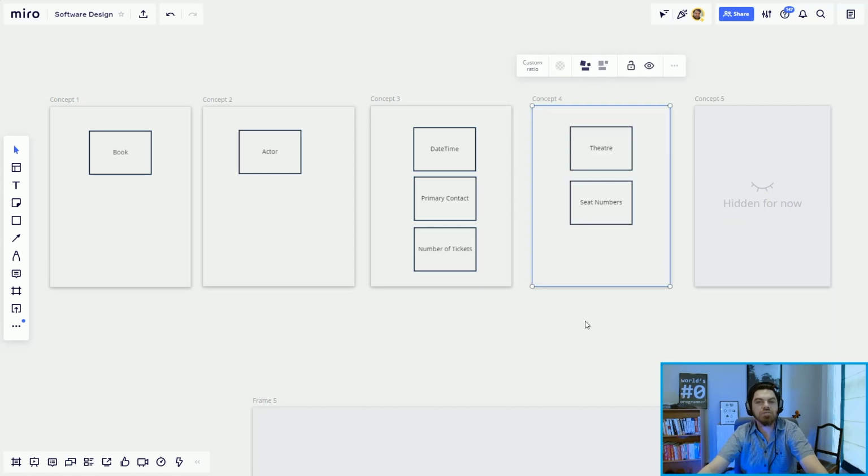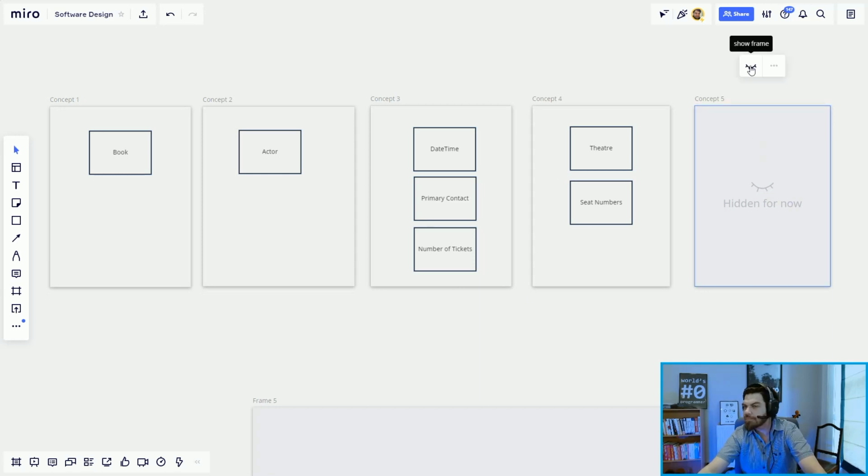Theater seat numbers. Okay, it's becoming a little bit more clear. Number of tickets represents perhaps some seat numbers in a theater. Oh, it's an actor in a theater, seat numbers. Primary contact, not sure. Maybe that's the person who purchased. Maybe they are booking their number of seats and that's the primary contact. Perhaps. Right? Maybe that's the role. The actor is literally on the stage, right? So it has nothing to do with the booking process. Does that suit? Is that the right domain?